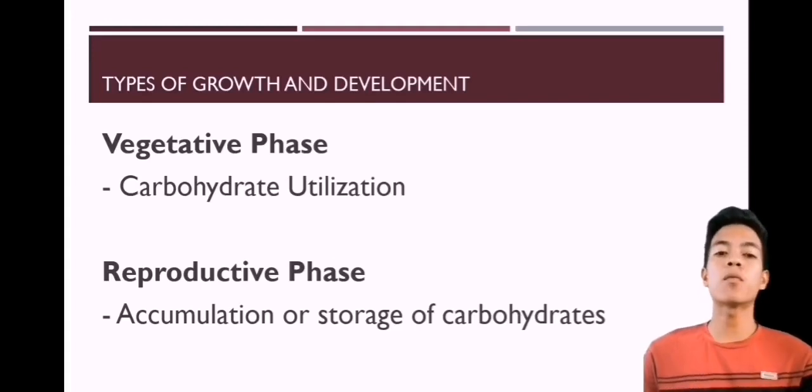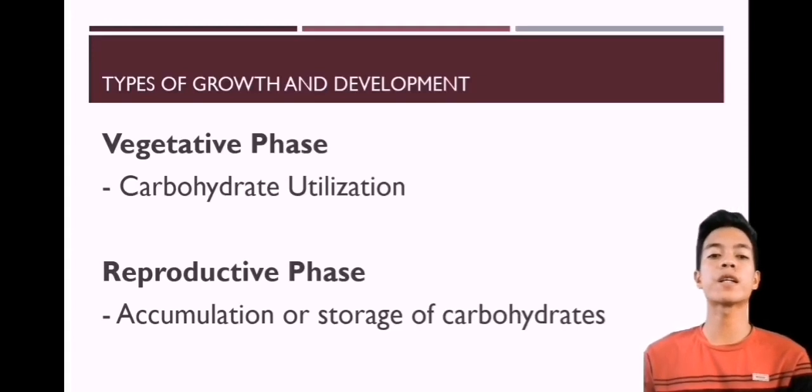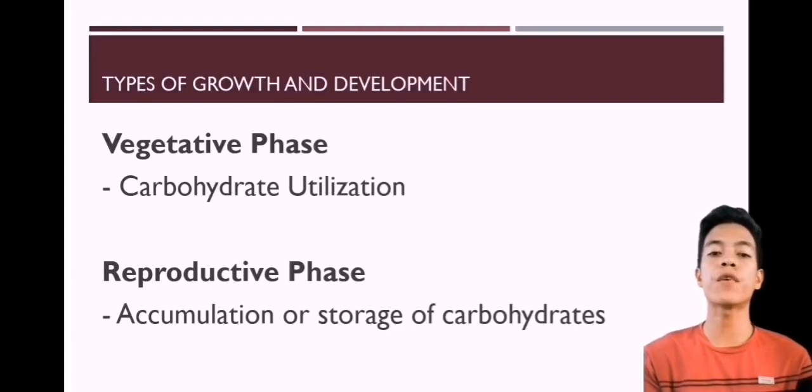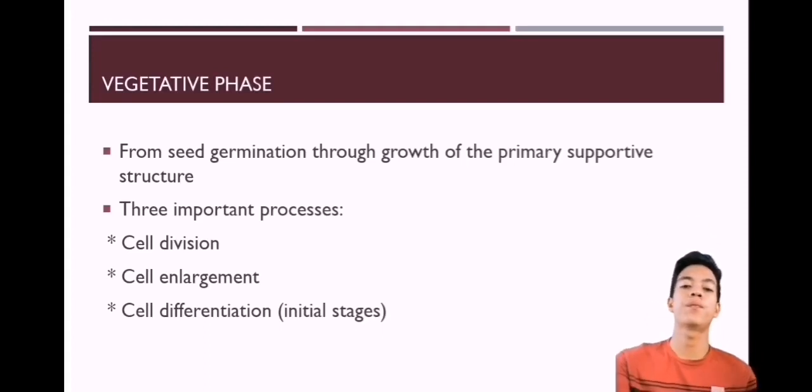So there are types of growth and development. One is the vegetative phase, carbohydrate utilization. Second is the reproductive phase, accumulation or storage of carbohydrates. Vegetative phase, from seed germination through growth of the primary supportive structure. Three important processes: cell division, cell enlargement, cell differentiation.